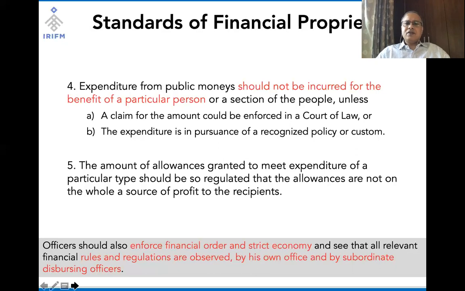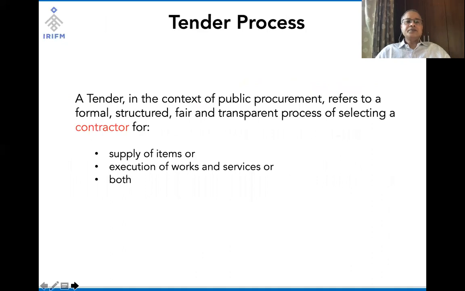So that's the fifth canon of financial propriety. And most important, every officer is expected to enforce strict economy while spending money, and ensure that everyone in his office, people who are below him, also follow the canons of financial propriety. So these canons are important. They are the foundations for incurring public expenditure, and tender is a vehicle, as we said, through which public expenditure is incurred.